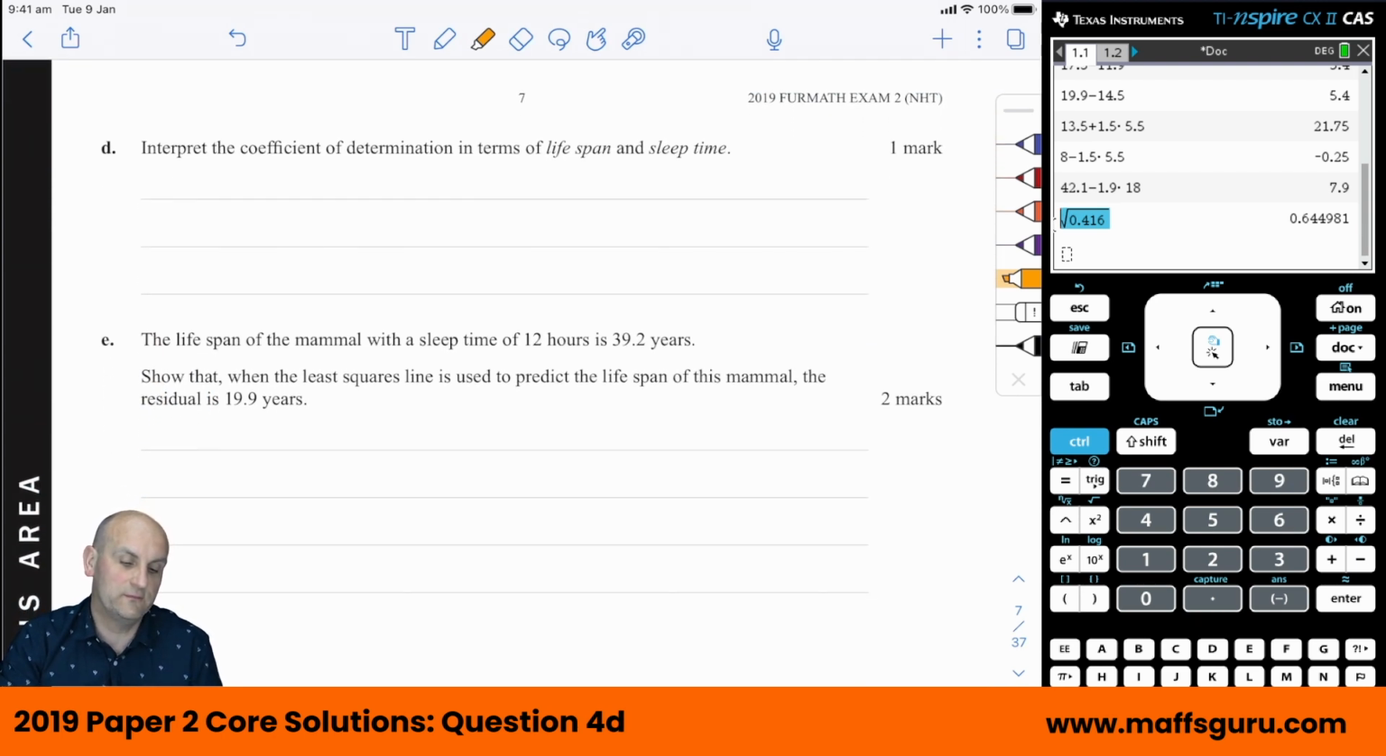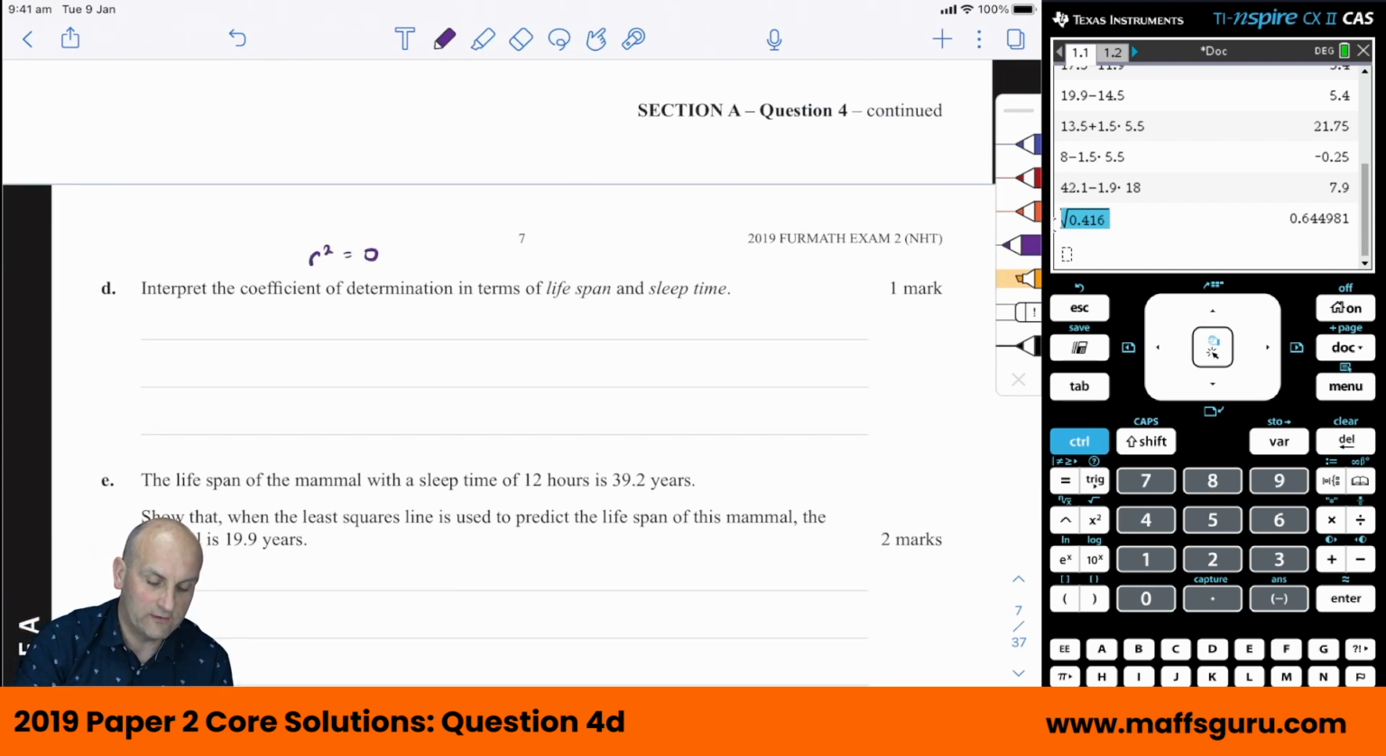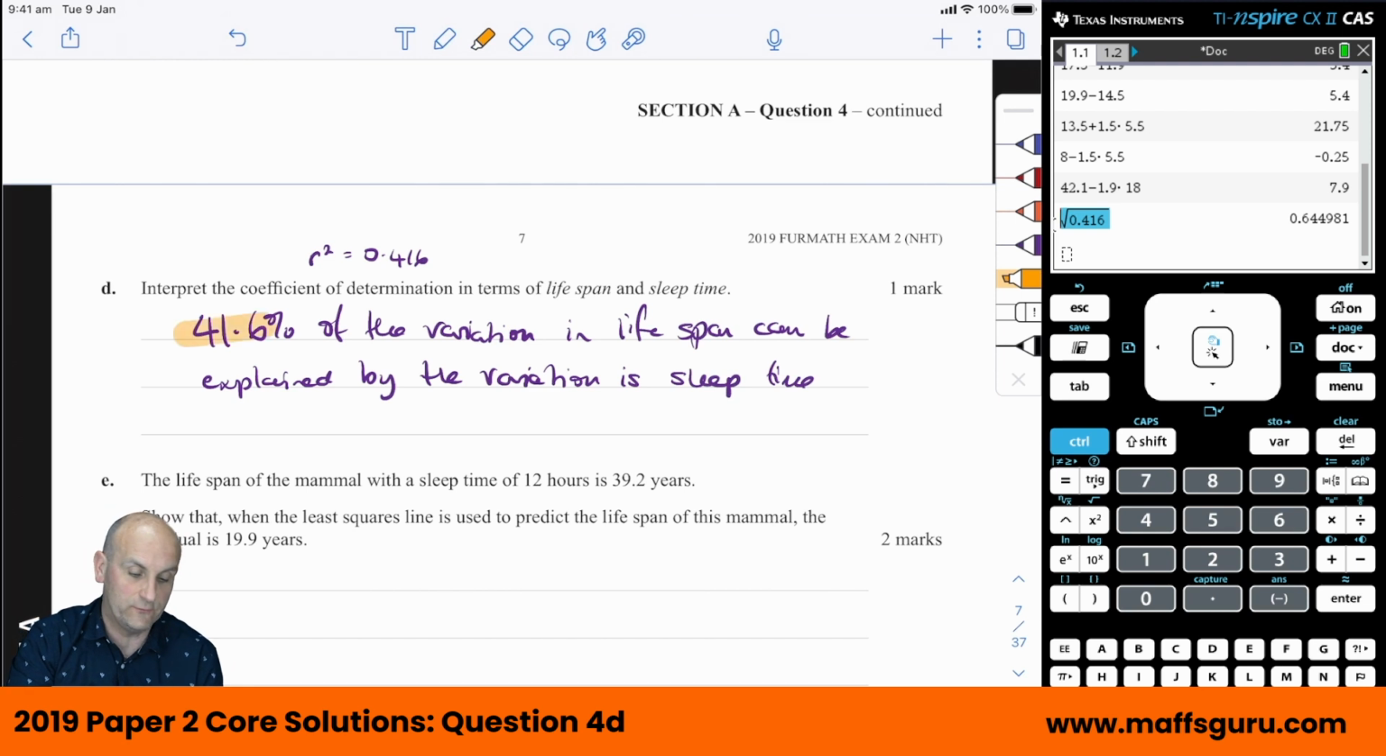Interpret the coefficient of determination in terms of lifespan and sleep time. Again, we had that value of r squared given as 0.416. So because we've got r squared equals 0.416, it tells us that 41.6% of the variation in lifespan can be explained by the variation in sleep time. Again, this is standard, guys. This is an absolutely standard one. So 41.6% of the variation in lifespan can be explained by the variation in sleep time. That sentence really should be copied down into your summary book and just change the words.